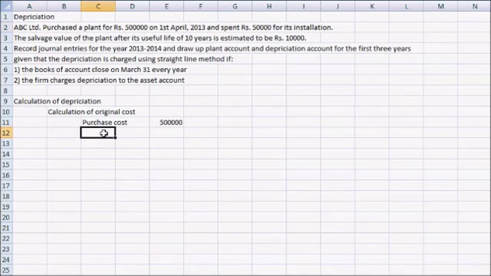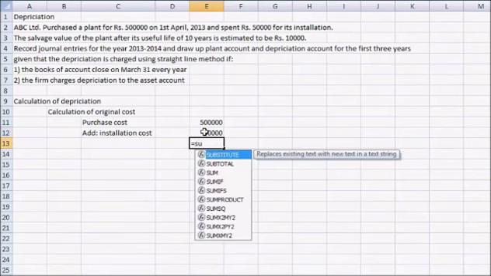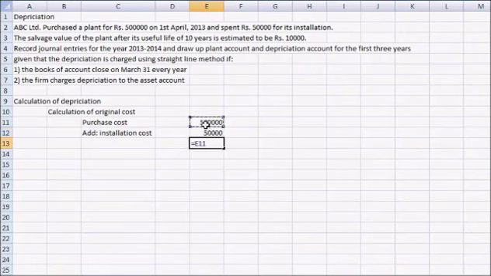So you can write add installation cost. That amount is 50,000. Adding up both of these, this is our original cost.